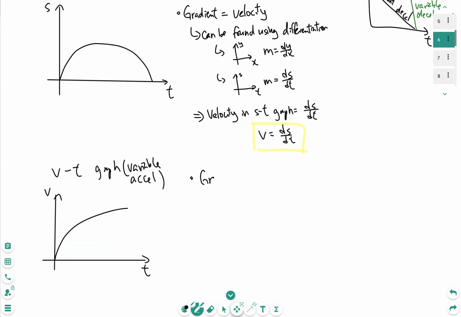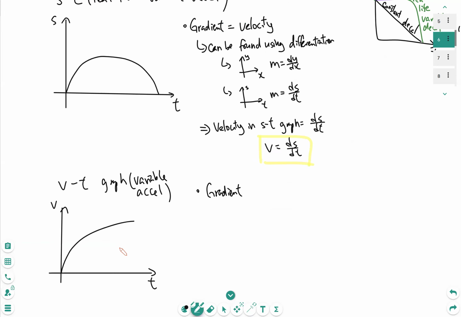Similarly, what did I write last time? Gradient equals acceleration. So gradient equals acceleration, and gradient, m, also equals dv by dt. So what does that mean? That means acceleration equals dv by dt. That's one takeaway message.